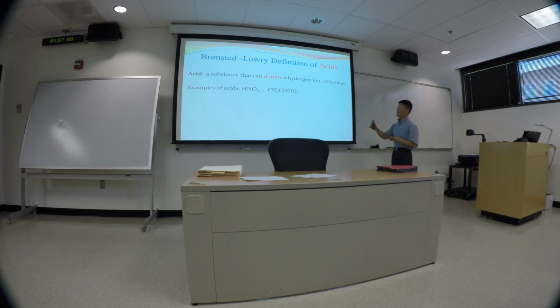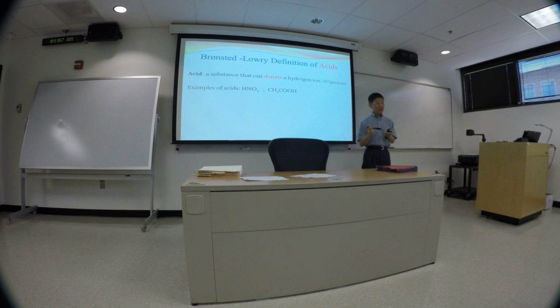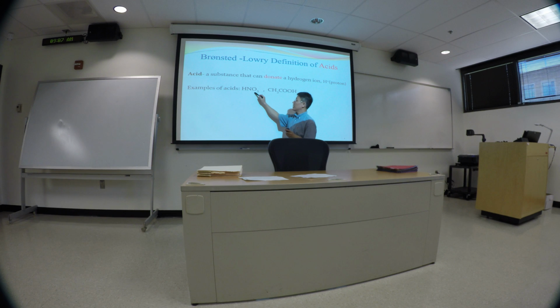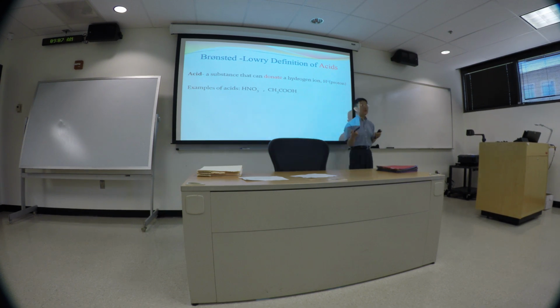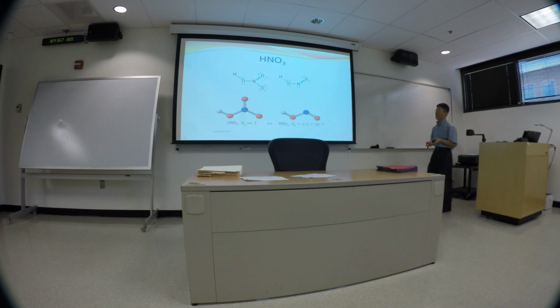Acetic acid, CH3COOH. Now, there are 4 hydrogens in acetic acid. Only this hydrogen is responsible for the acidity of the compound. HNO3. Now, hydrogen is attached not to nitrogen, but to oxygen. If you draw the Lewis structure there, you will see hydrogen has to be attached to the most electronegative element. Okay, so that's the acid there.